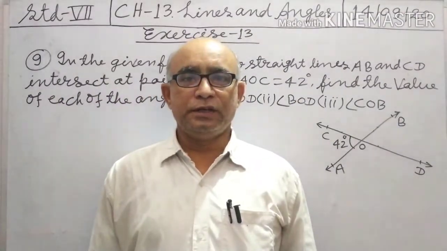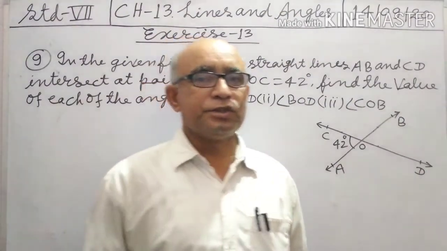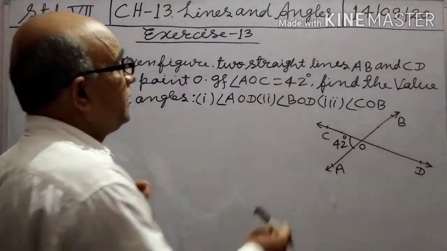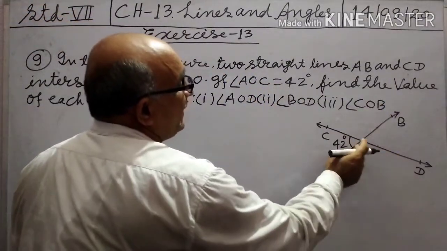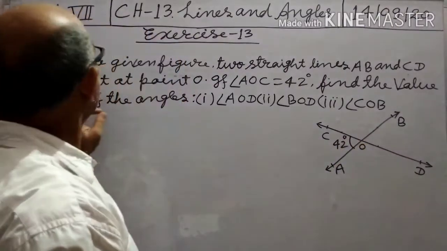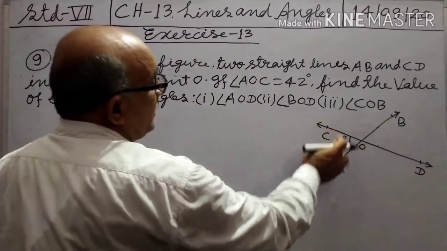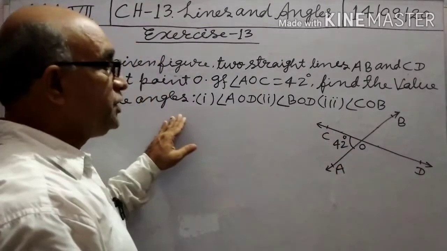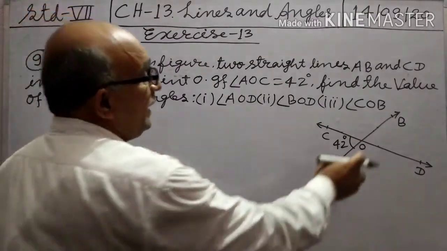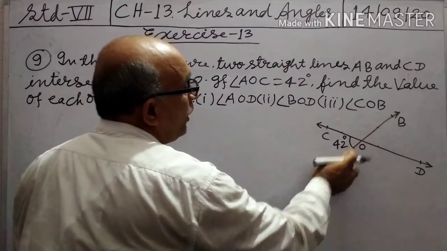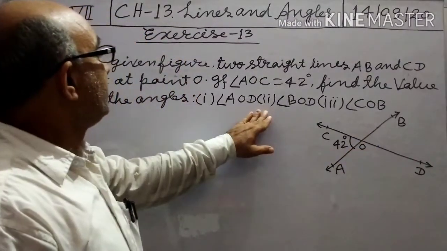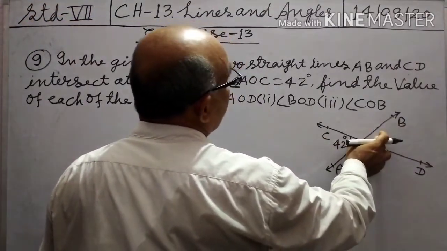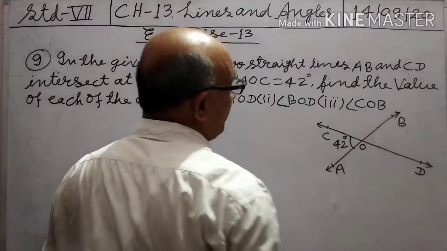Students, next question is question number 9. In this question, in the given figure, two straight lines AB and CD intersect at a point O. If angle AOC equal to 42 degree, find the measurement of each of the angles. First, angle AOD. 2, angle BOD, and 3, angle COB.